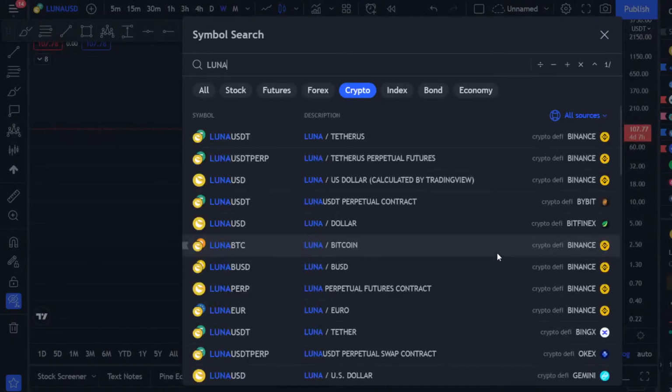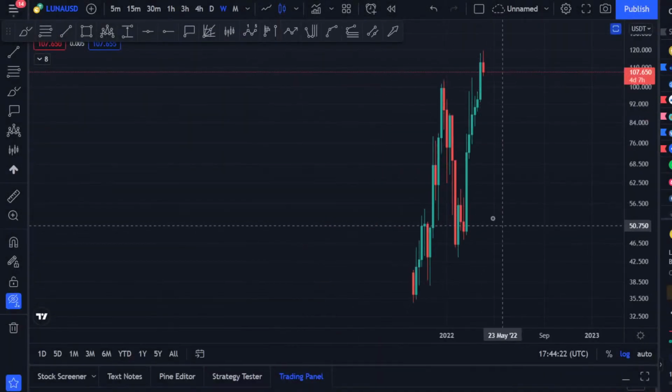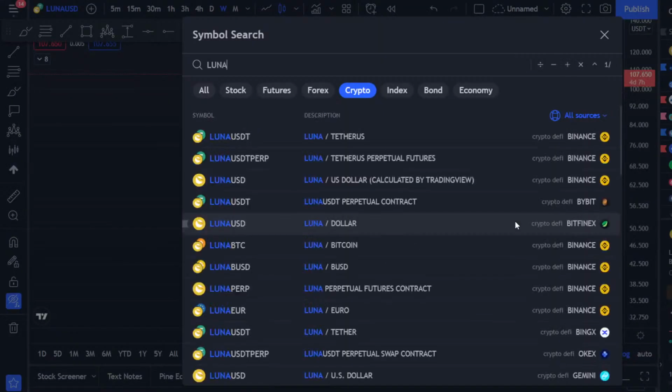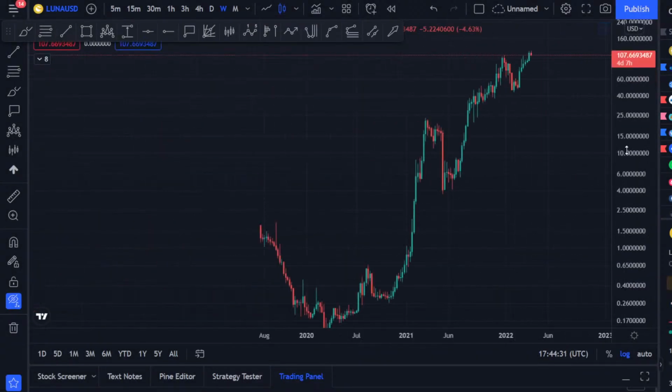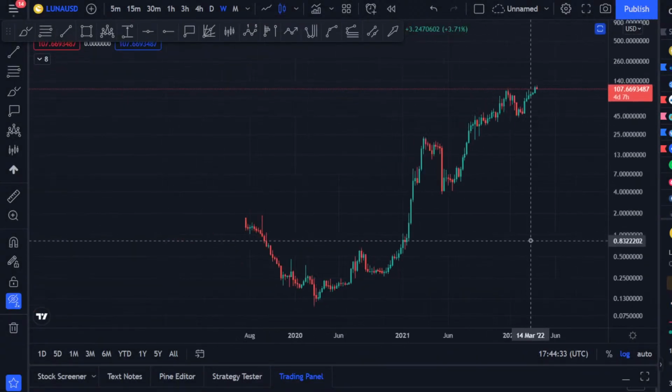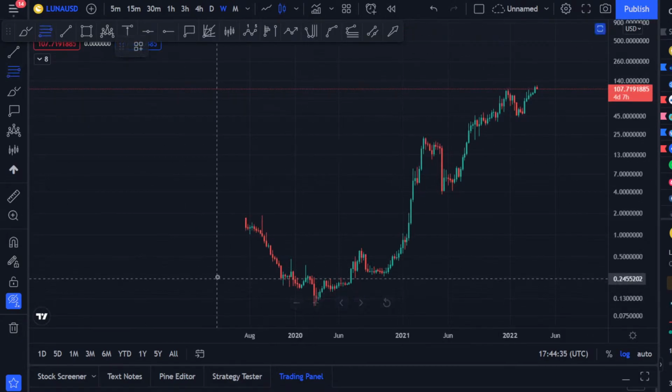Let me see if there's another chart for Luna actually. Yeah, I think this one is the accurate one. Okay.